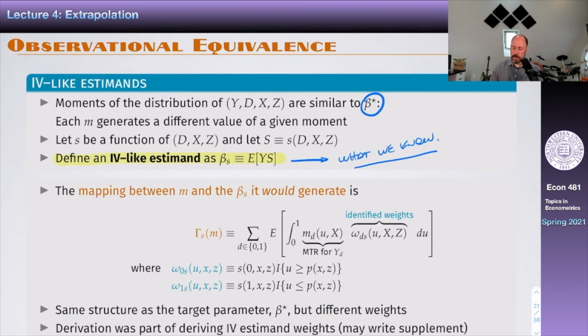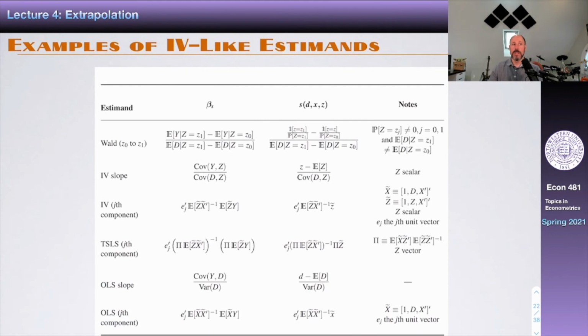I'm not going to write this in a supplement. I don't know why this is here. Perhaps I should have removed this, but you can look in the paper where these things are derived. Here there's a table where you can see, for example, some standard cases. The Wald estimate, which is this one that we've been using so far. Well, S in that case is just this function over here.